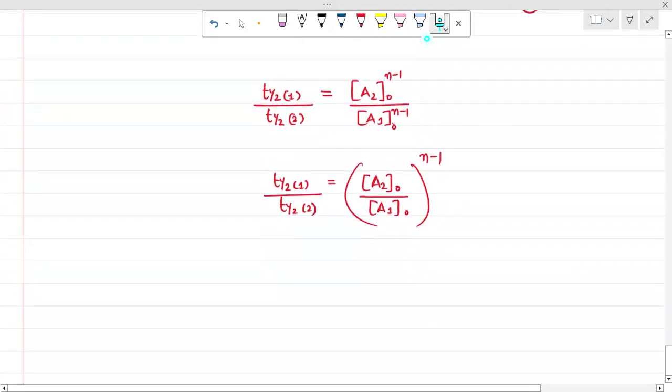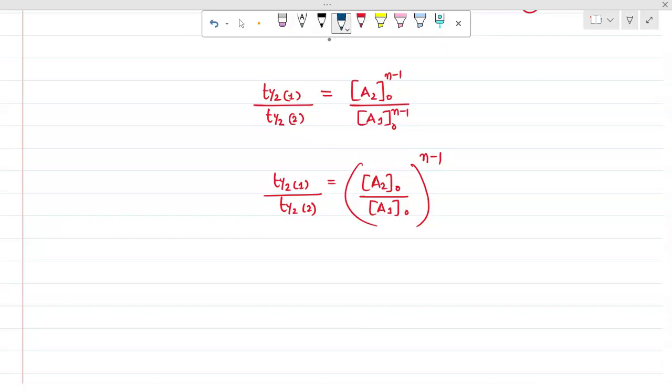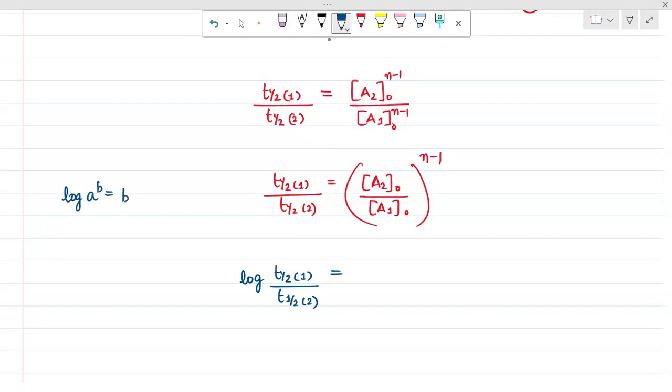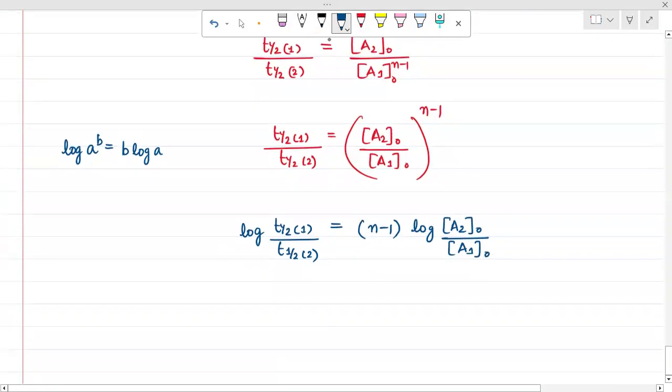You can take logs on both sides. What happens? Log of T half 1 divided by T half 2 is equal to, this is log A to the power B, which is B log A. Correct? I can expand this and I can write it as n minus 1 log of A2 naught divided by A1 naught. This can also be used as an equation.